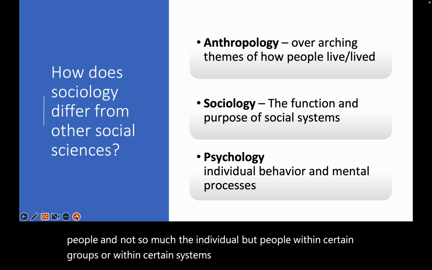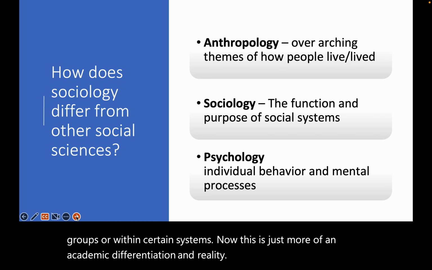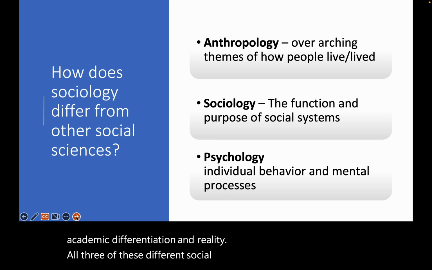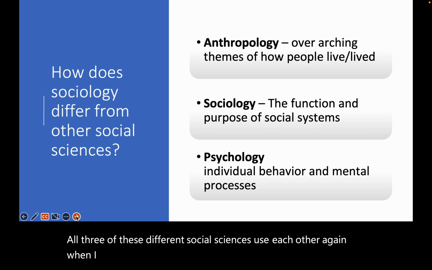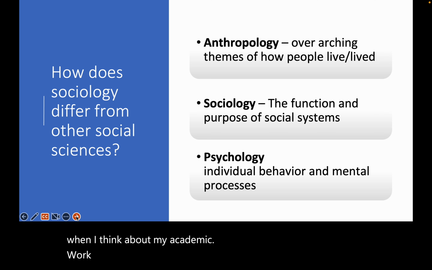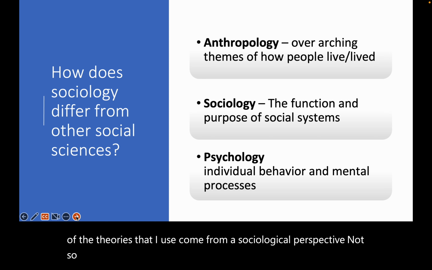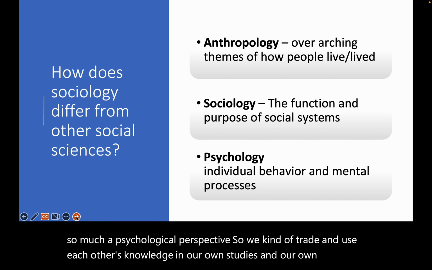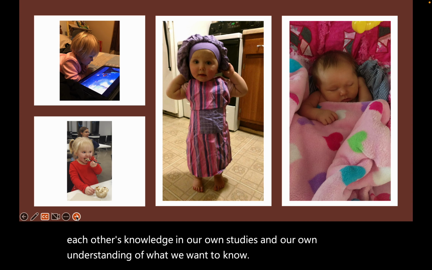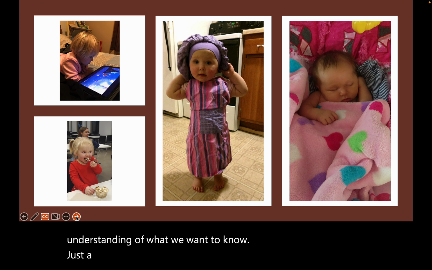Now, this is just more of an academic differentiation. In reality, all three of these different social sciences use each other. Again, when I think about my academic work in dealing with things like identity and people's identity, a lot of the theories that I use come from a sociological perspective, not so much a psychological perspective. So we trade and use each other's knowledge in our own studies and our own understanding of what we want to know. So just a quick picture, I think.